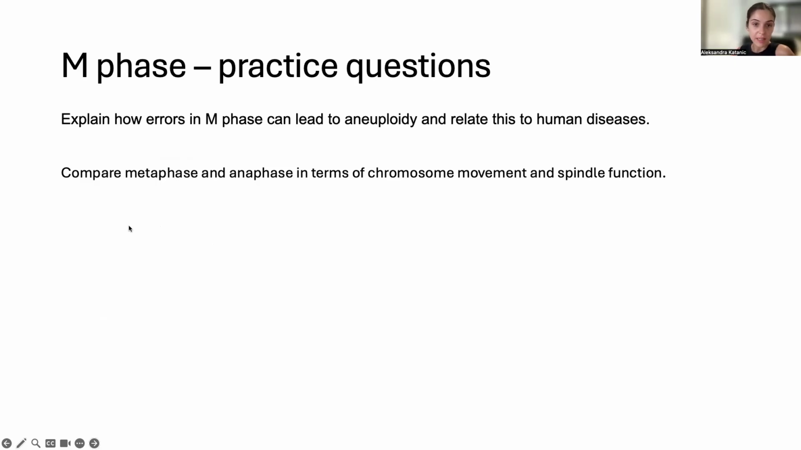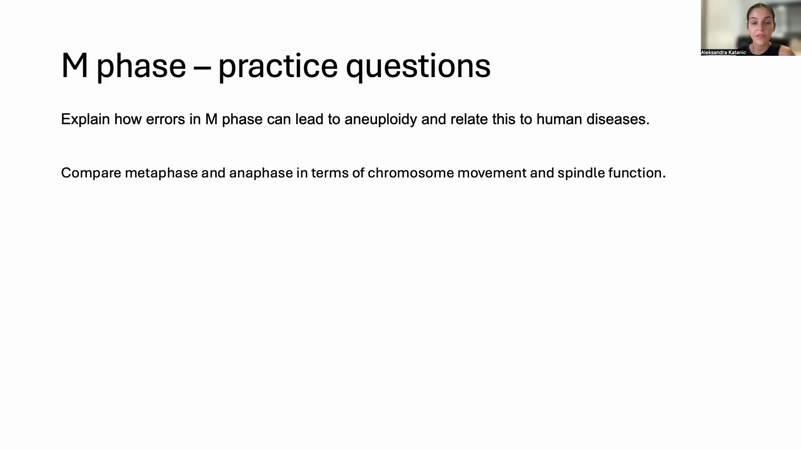Explain how errors in M phase can lead to aneuploidy and relate this to human diseases. So what happens in M phase? We want to distribute, we've repeated it lots of times, we want to evenly distribute DNA contents between the two daughter cells. If they're not evenly distributed, then of the two daughter cells, one will probably have not enough chromosomes and one will have too many. For example, in Down syndrome, we call that trisomy 21, where there is an extra chromosome in the 21st pair. So that's how you relate that to human diseases and explain how it leads to aneuploidy.